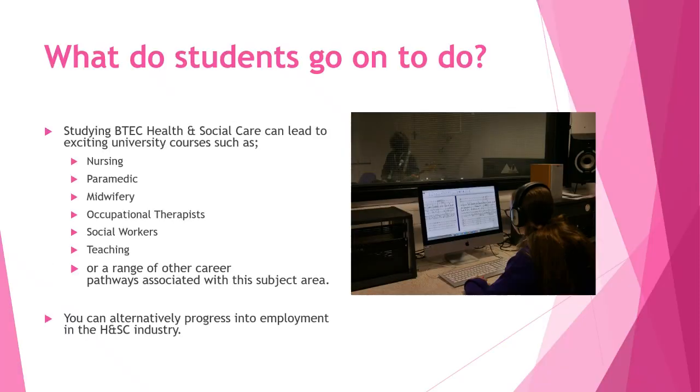Okay, so what do our students go on to do with health and social care? It's a really broad subject. A lot of our students have been successful in getting into the following careers, such as nursing, paramedics, midwifery, occupational therapists, social worker, teaching, and there's a range of other career pathways as well. So for example, if you chose the 1 A-level pathway, so you've chosen health and social care alongside criminology and psychology, one of our previous students went into doing something around forensics at university.